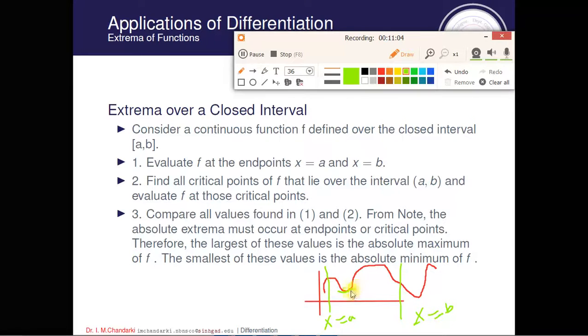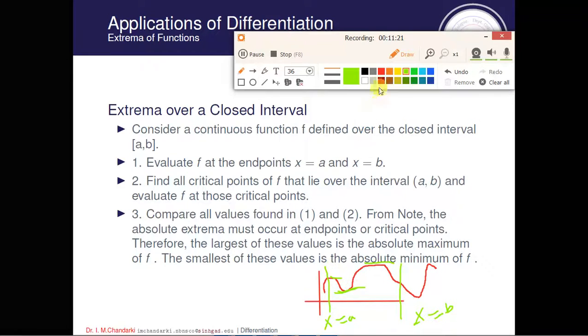What are the critical points at which you have f dash of c equal to 0? Here you will be finding f dash of c is 0, here f dash of c is 0, here f dash of c is 0. So all these are the points at which you have f dash of c equal to 0, and those points are called a1, a2, a3.